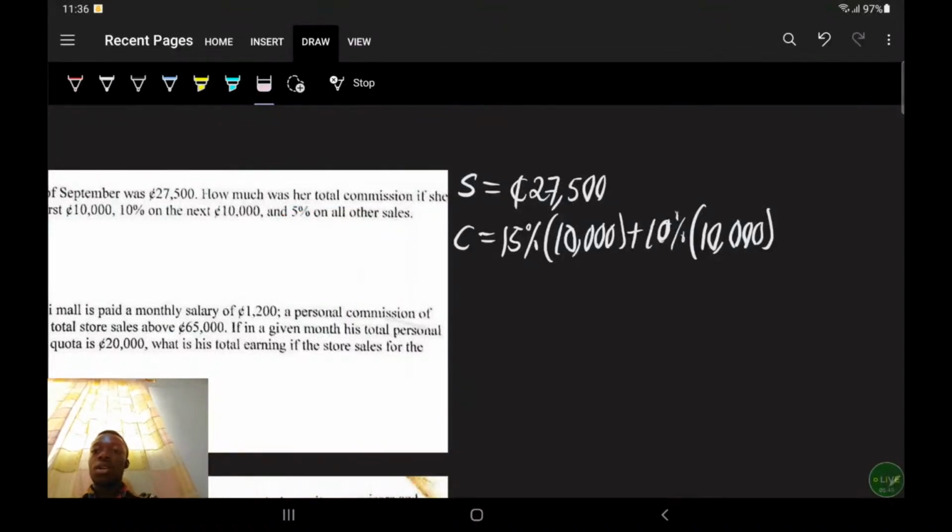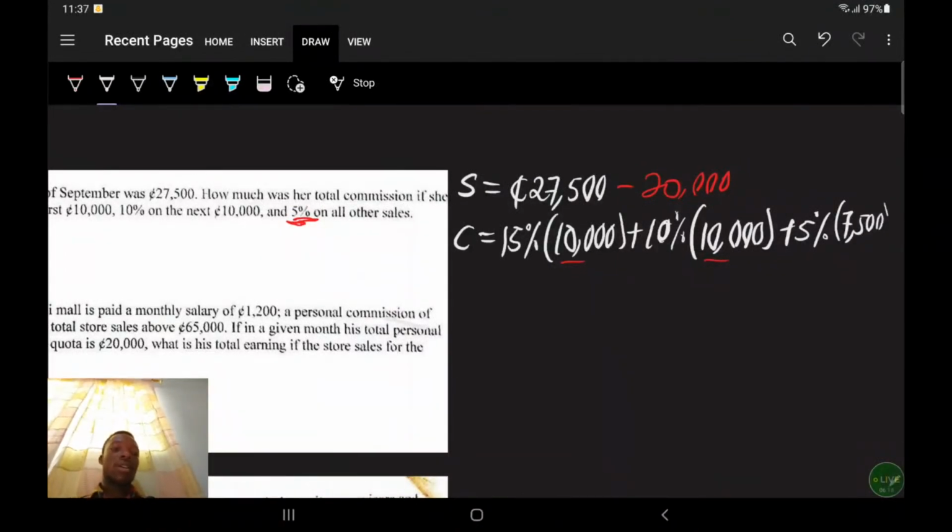So here is what you're going to do. You're left with 5%. You add this 10,000 and this 10,000 together, which is 20,000, and subtract it from the total sales of Luke. When you subtract 20,000 from 27,500, you're left with 7,500. Let's take note of that. Then you apply your 5% on it, so it's going to be plus 5% on 7,500. I hope that is clear.